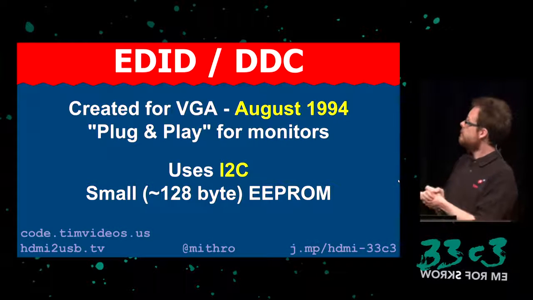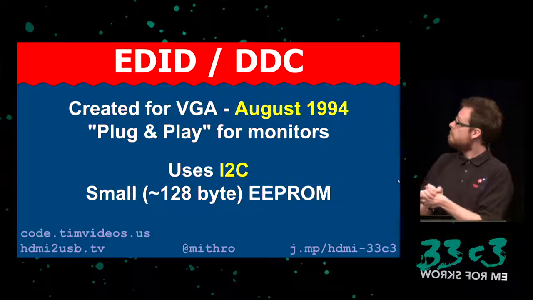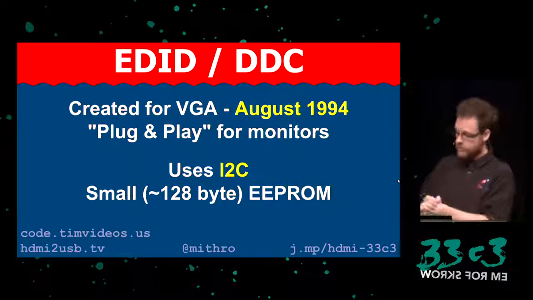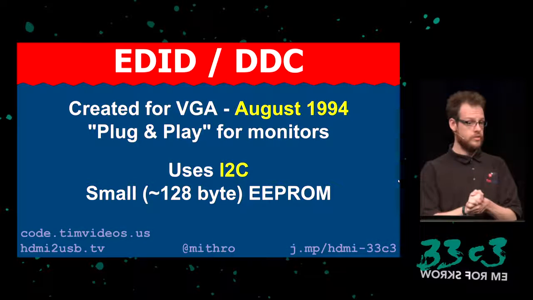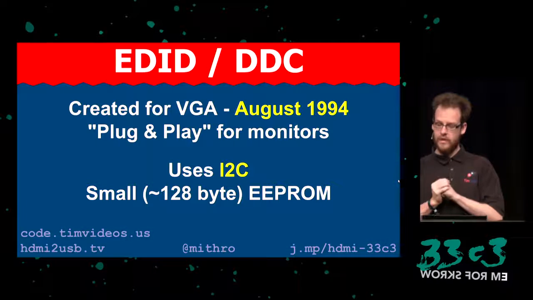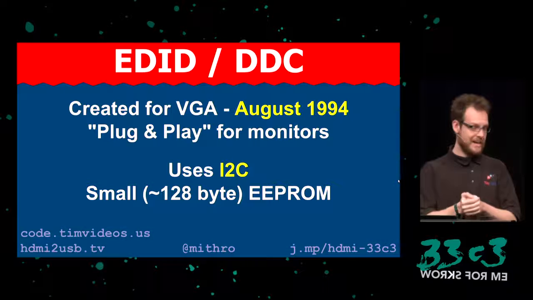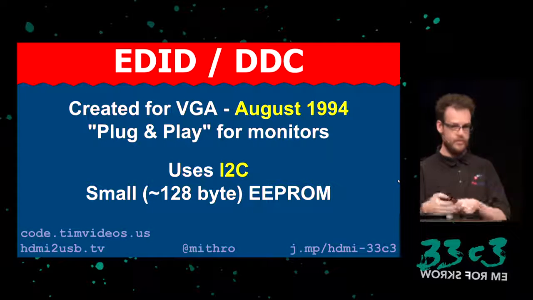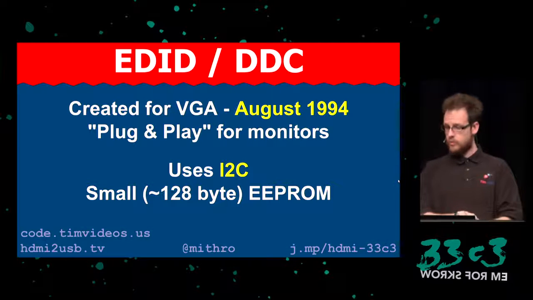This is something they inherited from VGA. It was invented and added to VGA in August of 1994. It was for plug and play of monitors, so that you could plug in your monitor and your graphics card would just work, rather than requiring you to tell your graphics card exactly what resolution and stuff your monitor worked at. It uses I2C and a small EEPROM.